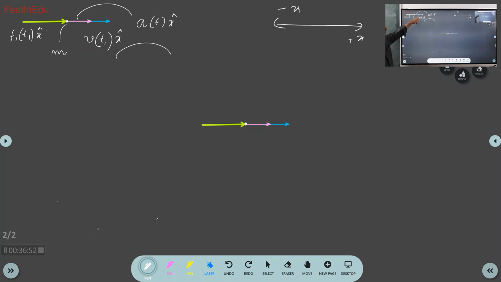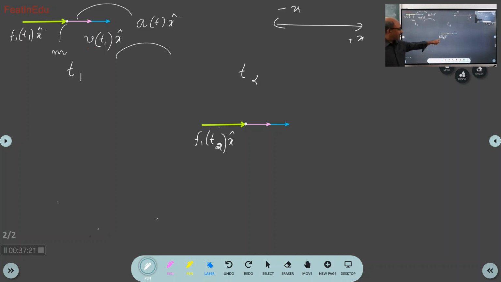You saw that I had used blue color for velocity, pink color for acceleration, and green color for force. I told you the same force vector will act at time T2. This is at time T1, and now this is at time T2. So what is the name I should give to this? I will have to give the name F1, T2, x cap.